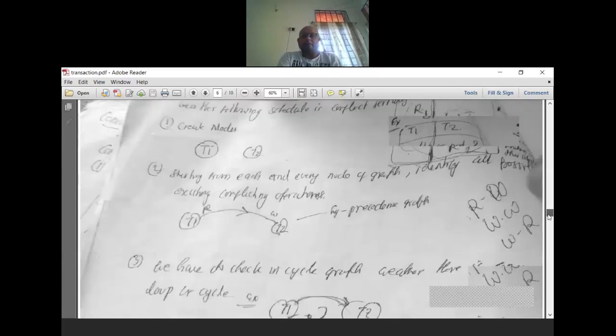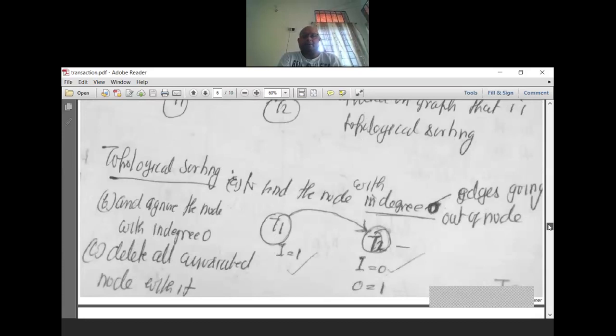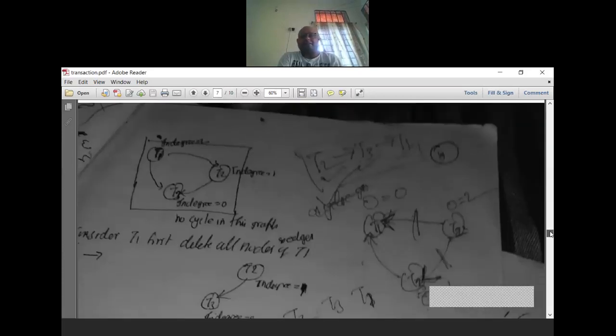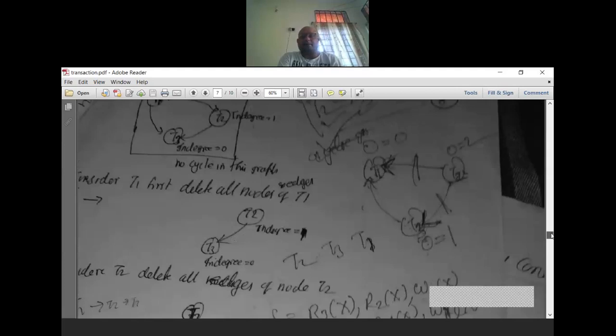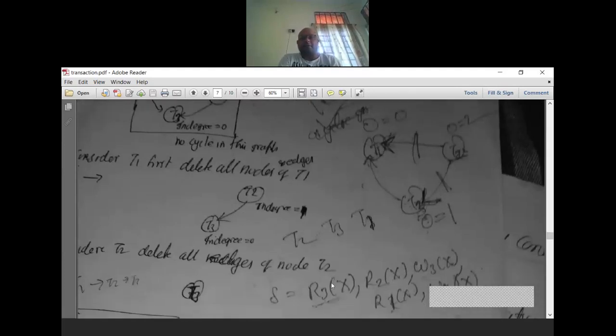Suppose we take an example and then we will discuss the algorithm. This is our given schedule: R3x, R2x, W3x, and R1x, W1x. Now I want to find out whether, if we make any other schedule, this schedule will be equivalent to that schedule or not. This is our finding: whether a schedule is conflict serializable, we can get from that schedule or not.